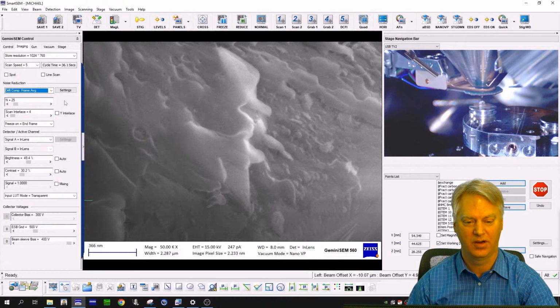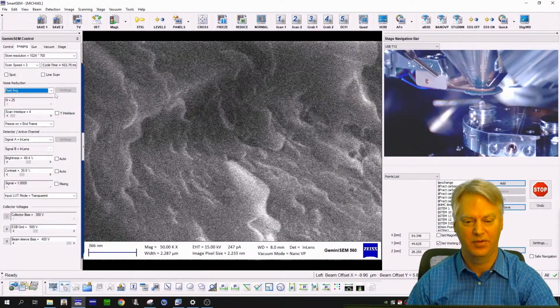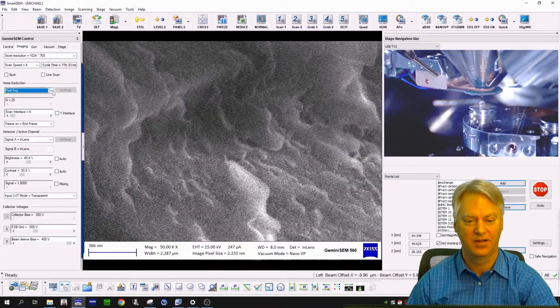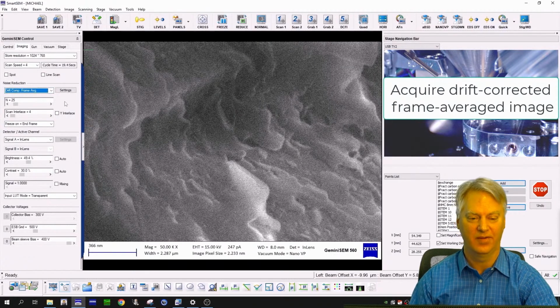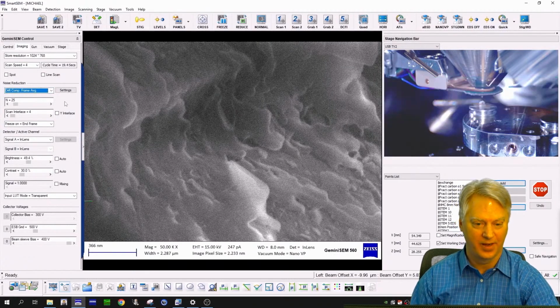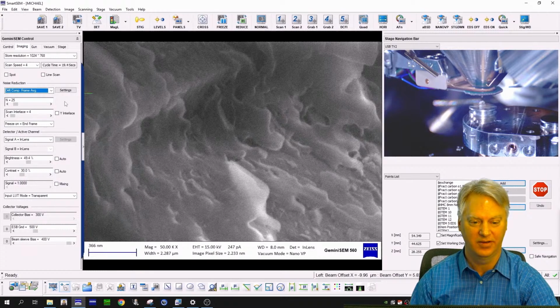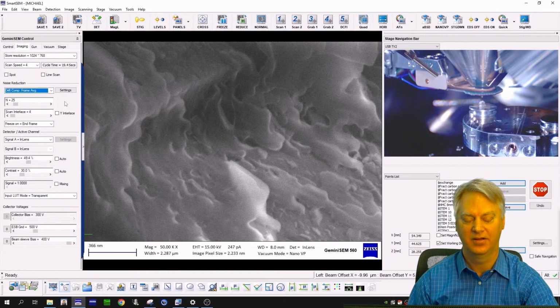We'll do one more of these in a moment. And this guy over here, same magnification, just do another drift corrected frame average image here. And again, you can see the back wall and all these different shapes and things that you can see really nicely in the NanoVP at 15 kV.